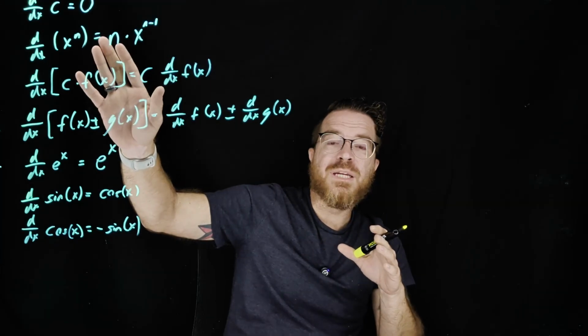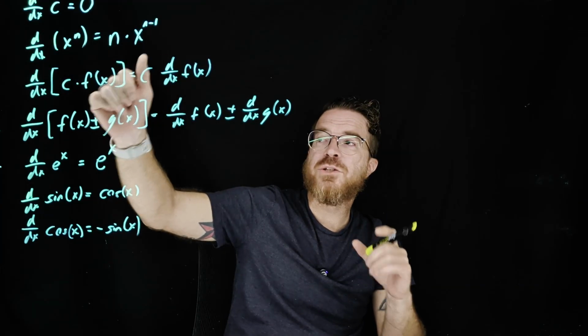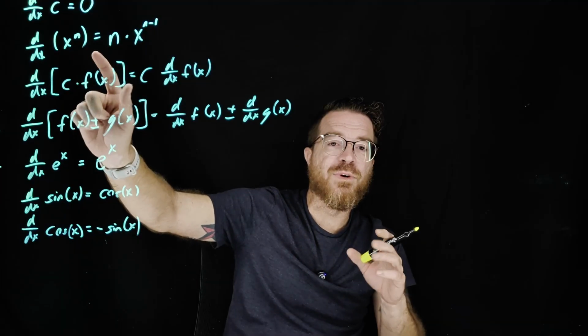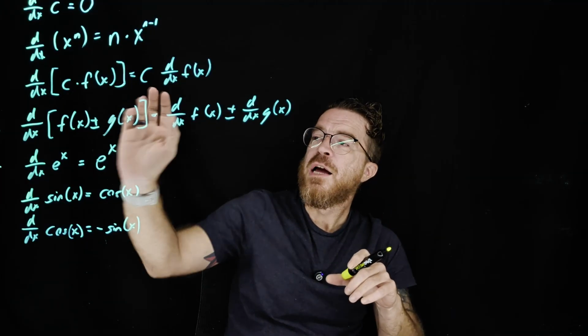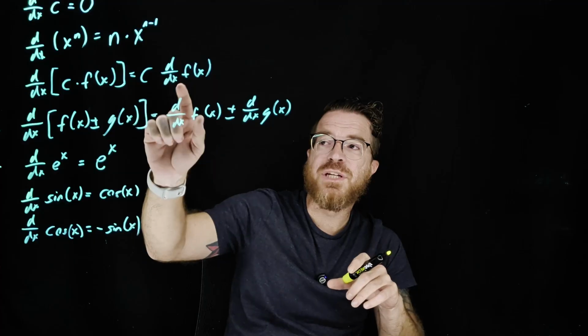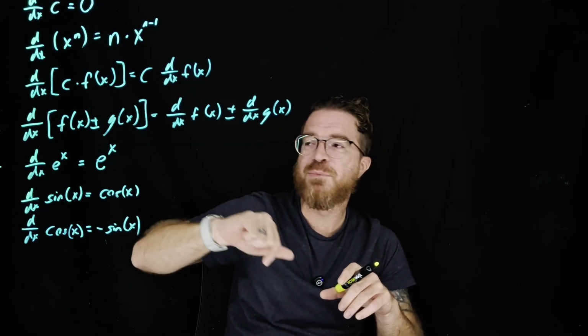So these are always going to be useful, right? If you ever have a derivative of a constant, it's always equal to 0. The power rule, that's what we're going to be focusing on mostly in this section. If you have a constant times some function, you can take the derivative of the function, then multiply it by the constant.